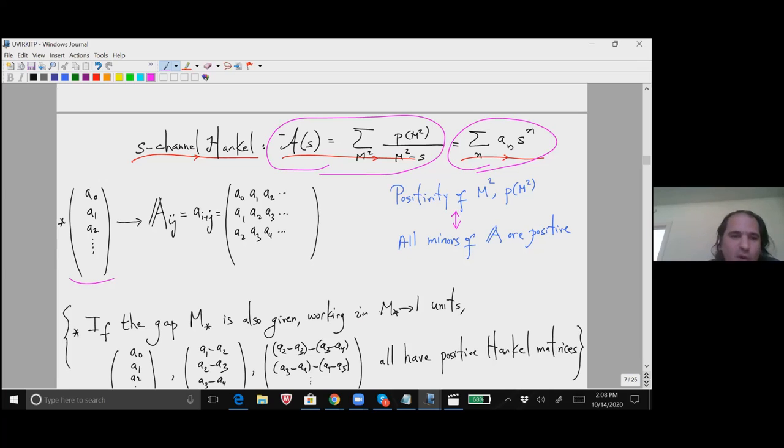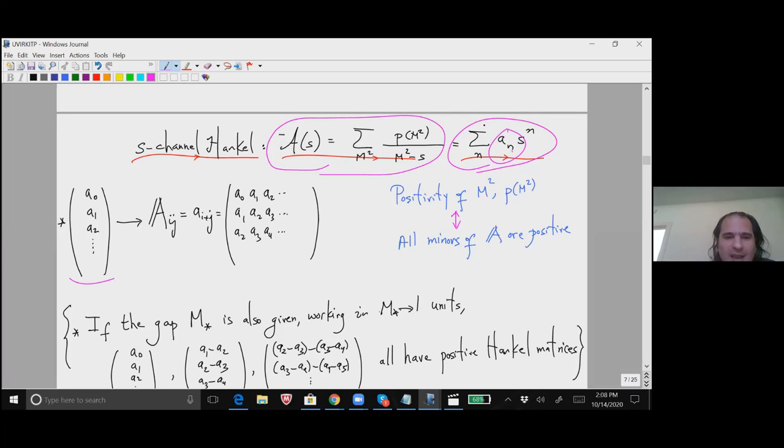You take all these coefficients, a_0, a_1, a_2, and you group them into a giant vector to begin with. That's how you would think about them, all the coefficients. But from that vector, you build a matrix. This matrix is called the Hankel matrix, and its ij entry is a_{i+j}. So this is what it looks like: a_0, a_1, a_2; a_1, a_2, a_3; a_2, a_3, a_4, etc. for the rows. So I'm just repackaging exactly the same data about these higher dimension operators.